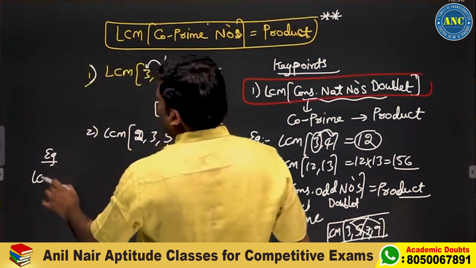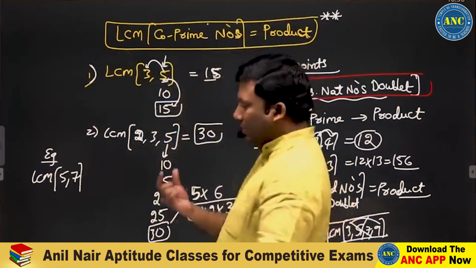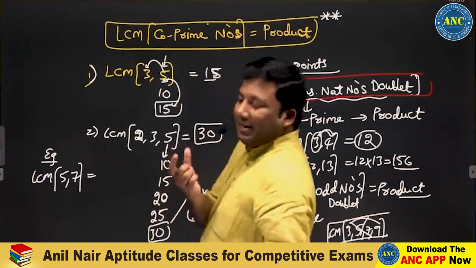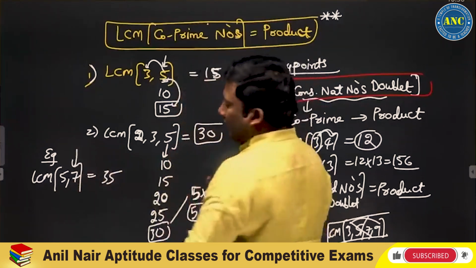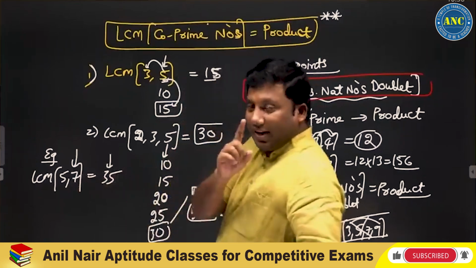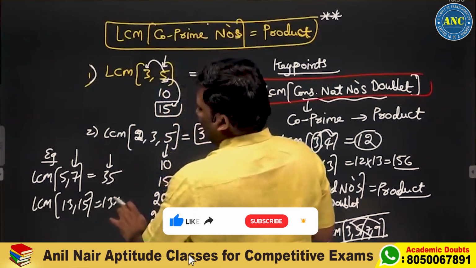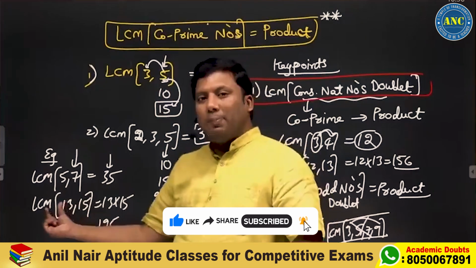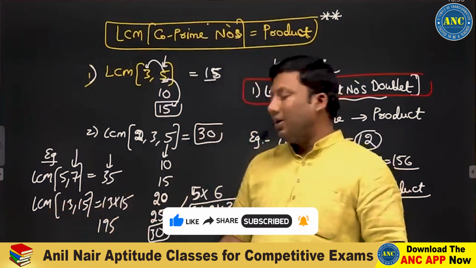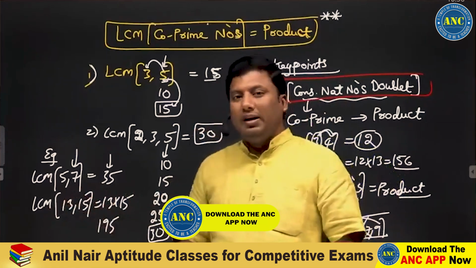Example. LCM of 5, 7. 5 and 7 are 2 consecutive odd numbers. Doublet, it is 2. 5 into 7, 35. Input is a multiple of 7, output is a multiple of 7. Again and again I am emphasizing. LCM of 13, 15. Answer is 13 into 15, which is 195. Input is a multiple of 3 or 13, output will be a multiple of 3 or 13.